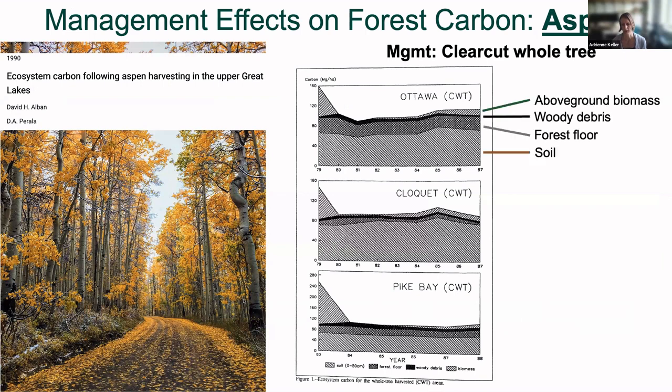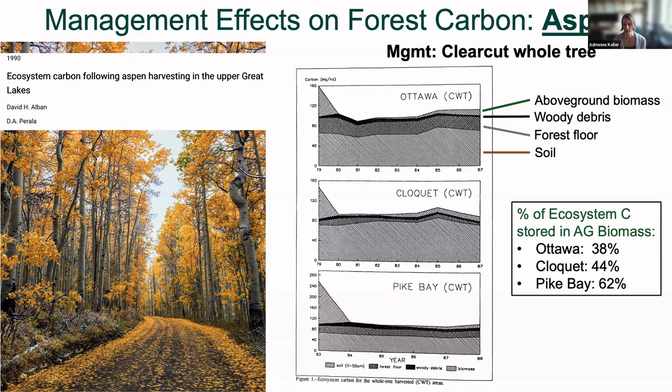The first thing that I'll point out is that we've already talked about how carbon is stored in these different carbon pools, right? And so here they measured these different carbon pools: above ground biomass, woody debris, forest floor, and soil. I want you to look at these figures, and there's a couple different takeaways. Number one, we can see, as we talked about earlier, that the relative proportion of carbon that's in these different pools varies within a site, and it also varies between sites.